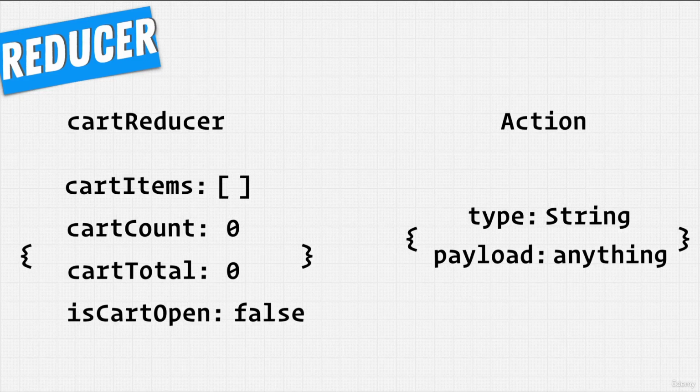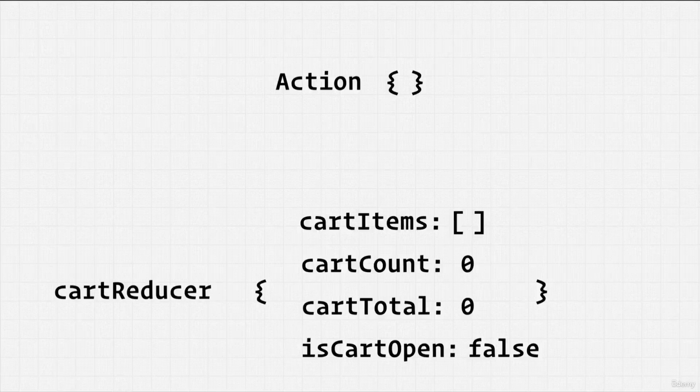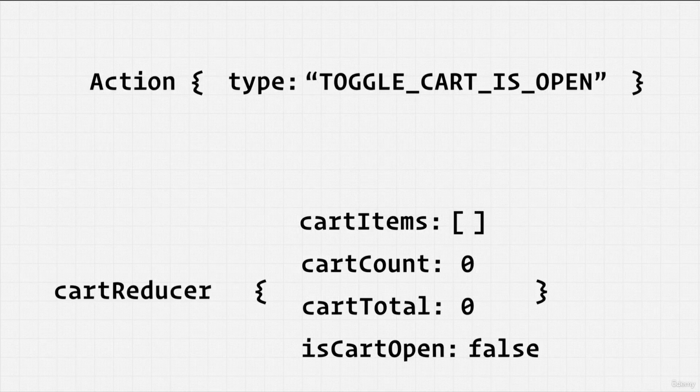So now, how do we utilize these actions in order to update the cart reducer? Well, let's look at the action that gets fired, and let's look at the cart reducer and what happens in turn. Let's say, for example, we have some string value for the type. This string is a very clear identifier. In fact, it's a unique string, and it should describe what it is that's happening. So for us, let's say we wanted to toggle the isCartOpen value. We would say there's going to be an action, and this action has a type of toggle cart is open.